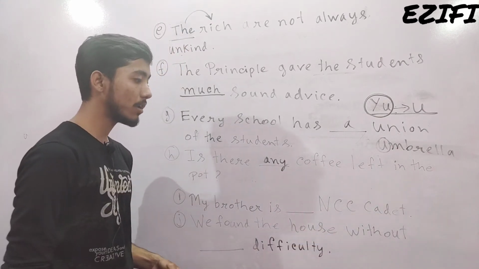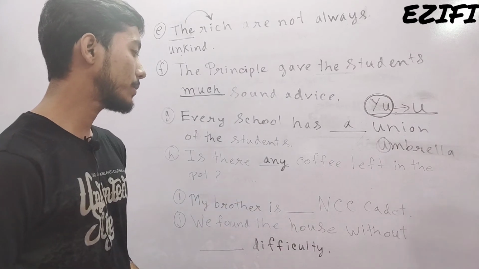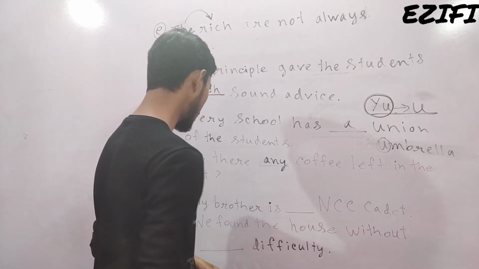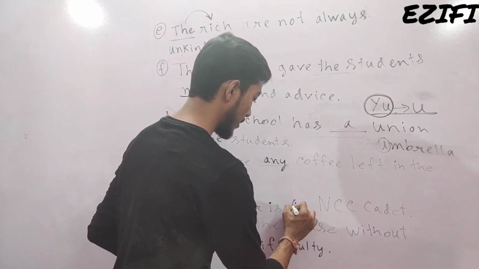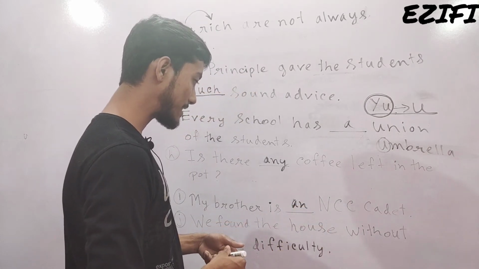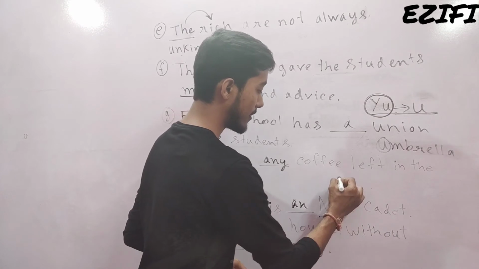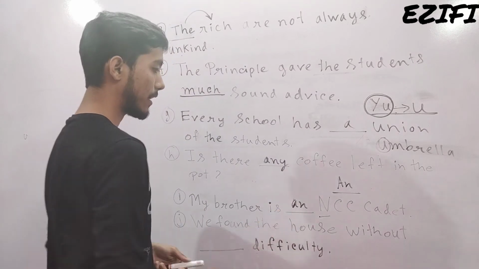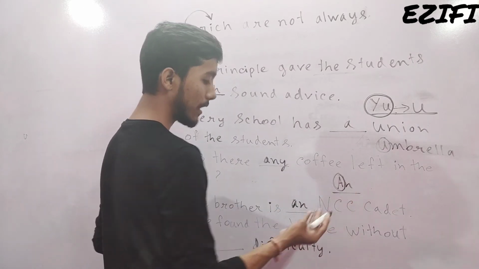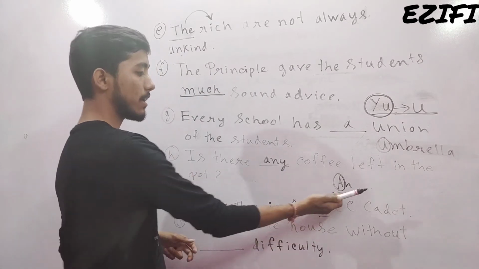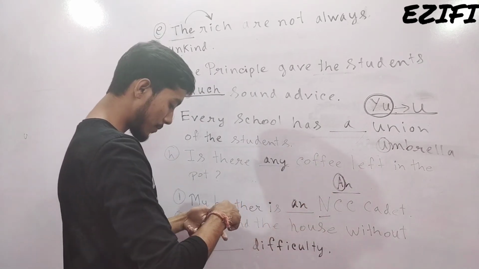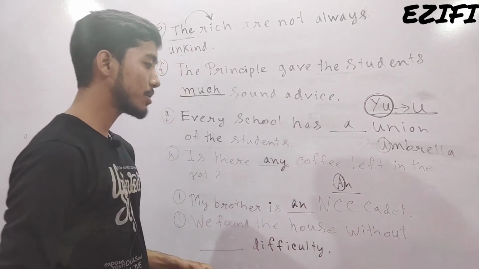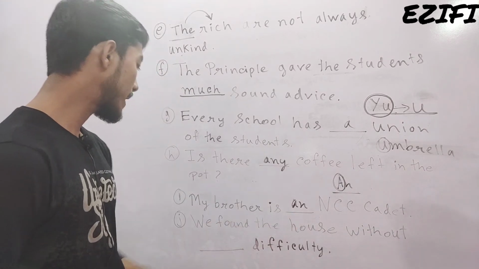Now our next question is, my brother is dash NCC cadet. Now, as we mentioned earlier, whenever there will be a vowel sound, we will be using AN. So here the answer will be AN. My brother is an NCC cadet. See, whenever we say N, it sounds like AN, so we will use AN, because A, E, I, O, U, these are vowel sounds. So whenever in the beginning of a word or such abbreviations, if such a vowel sound comes, we will use AN.